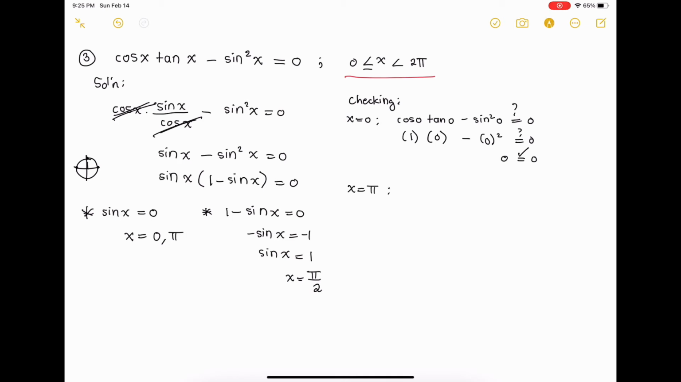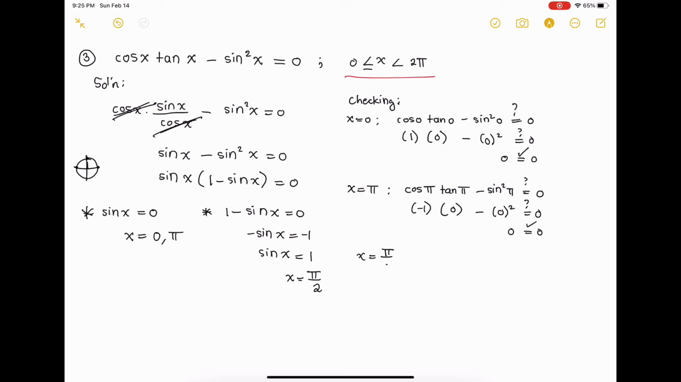Next, x equals pi. Check. Substitute pi into the original equation. We have cosine pi, tan pi, minus sine squared pi equals 0. So let's check. Cosine pi is negative 1. Tangent pi is 0. Sine pi, that's 0, squared equals 0. Simplify. Negative 1 times 0 is 0, minus 0, 0. 0 equals 0. x equals pi is a root.